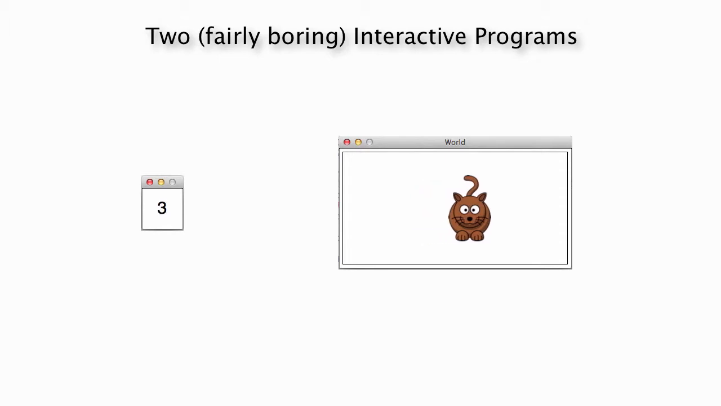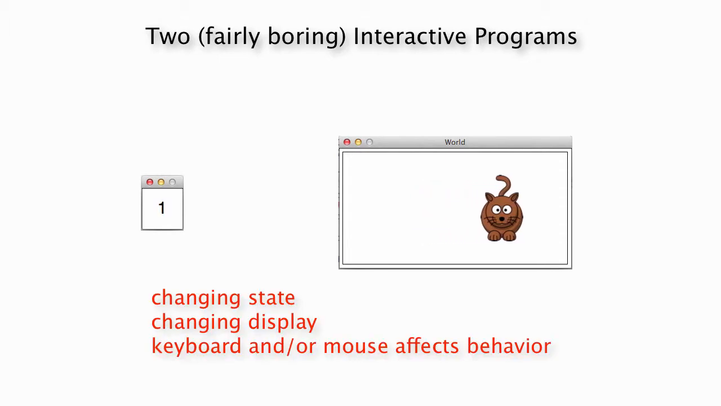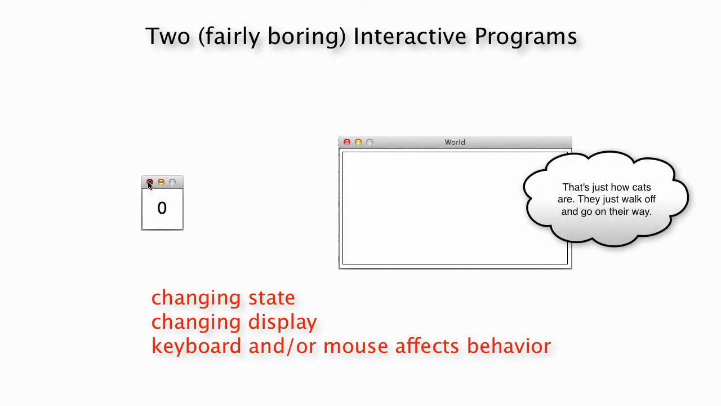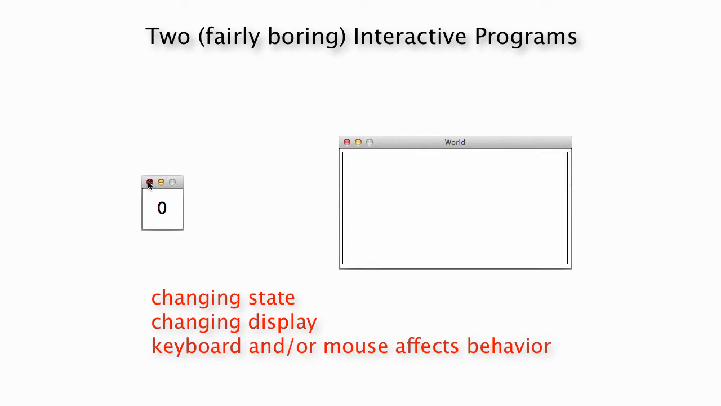These two programs have classical interactive behavior. Some underlying state is changing, the number in the countdown or the position of the cat. There's a changing image on the screen, and pressing the key does something, or perhaps clicking the mouse might do something. So there are two simple interactive programs.